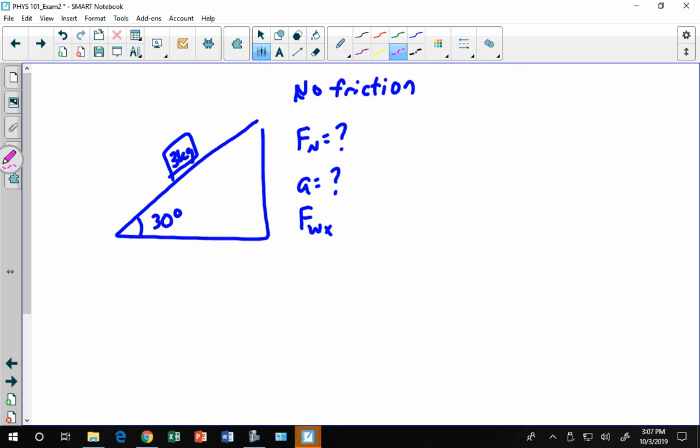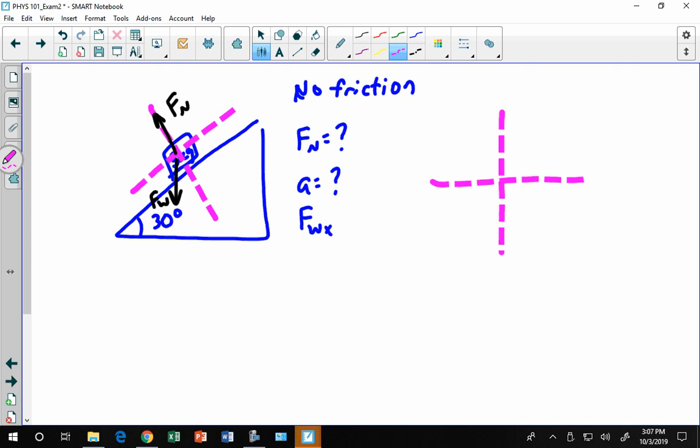First, we draw our coordinate system, like that. It's rotated. Then we draw our forces. I have my force weight. I have my normal force. And since I don't have friction in this first part, that's it. Then I draw my free body diagram.